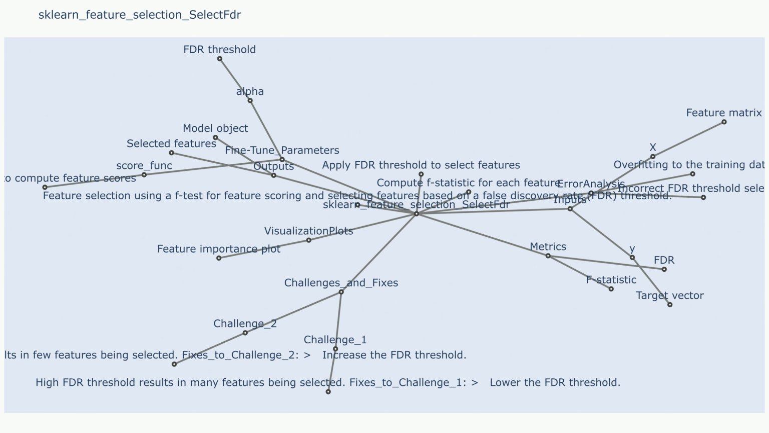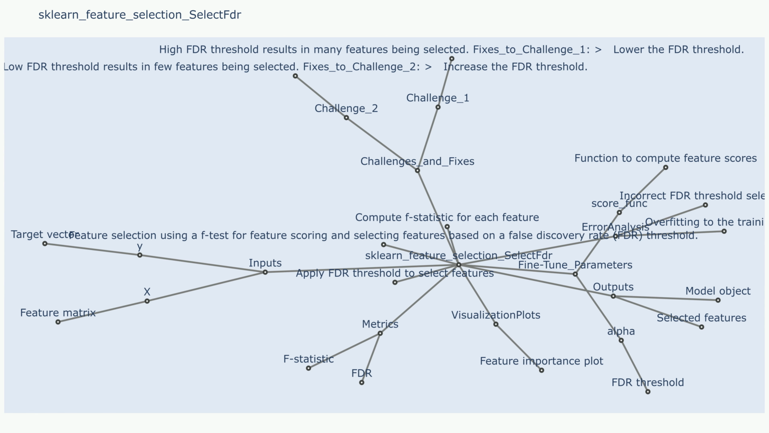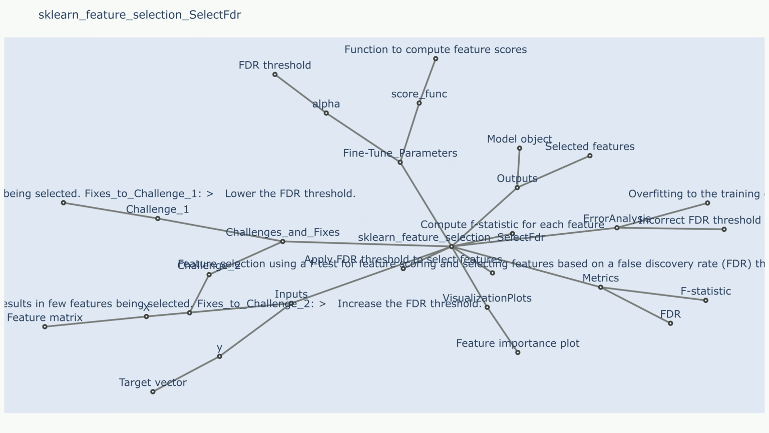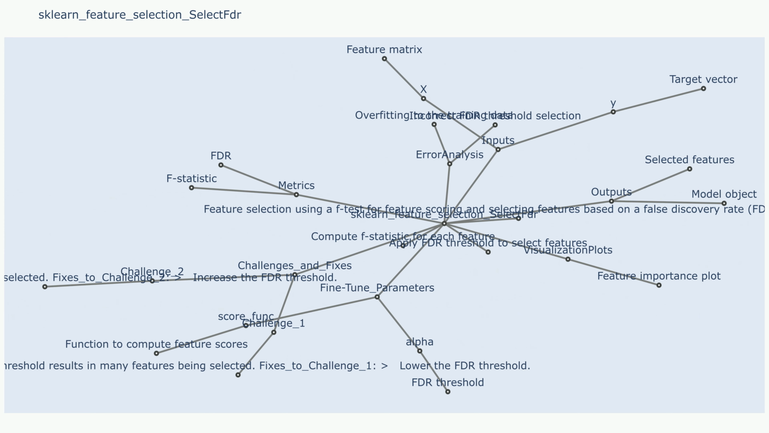Fine-tune parameters: alpha, the false discovery rate threshold. This determines the expected proportion of falsely rejected null hypotheses. The default value is 0.05. Uncertainty methods: bootstrapping, sampling with replacement to estimate the variability of the feature selection process. Cross-validation, evaluating the model on multiple folds of the data to estimate its generalization performance. Challenges and fixes.